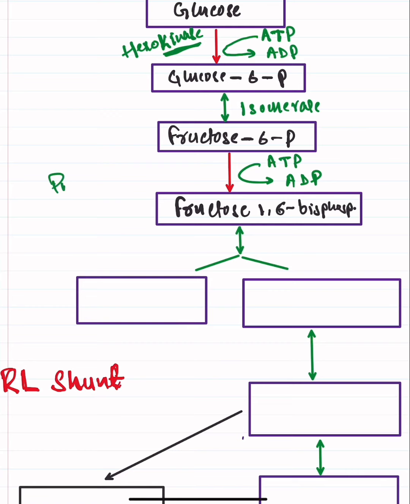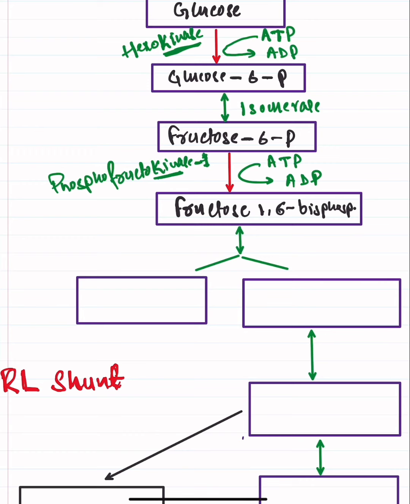Very famous name. Phosphofructokinase 1. Again, you can see kinase. Why is this step so important? This step is so important because this is the rate limiting step of glycolysis. If this reaction has occurred, that means glycolysis will occur. All right. Fructose 1,6-bisphosphate.